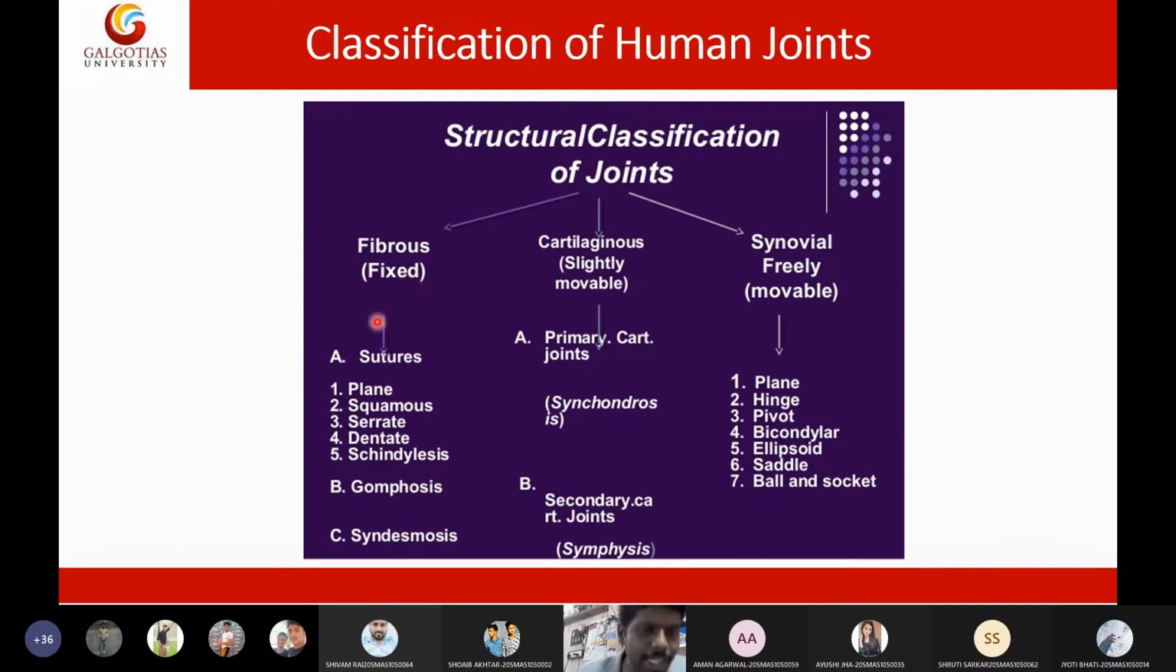One is sutures. What is the meaning of this suture? Sutures means they are like stitches, students. So when I say sutures, they are like stitches, stitching material. I can say like this, interlocked. So in the skull bone, students, any two skull bones are interconnected by these finger-like structures.